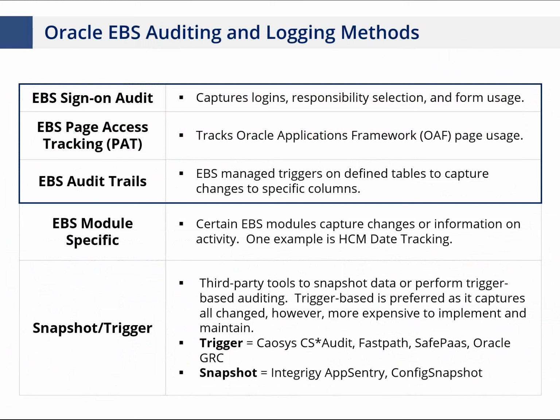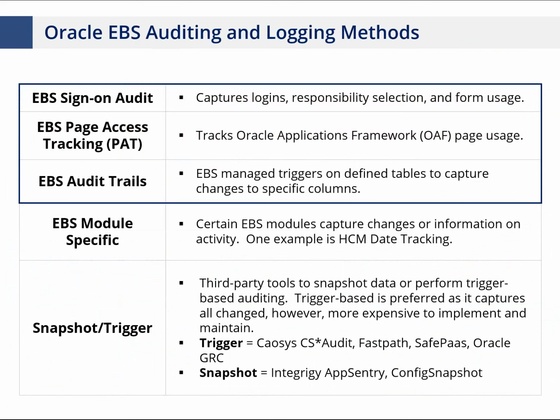Within the Oracle Business Suite, there's a number of different points where I can do auditing. We'll talk about the first three here throughout the presentation. The other two are additional ways that auditing happens. But the key three ways within Oracle Business Suite that information is captured are: the sign-on audit, which will tell me who's logging in, who's selecting responsibility, and what forms they're using; and page access tracking, which will tell me what HTML web pages are being used.